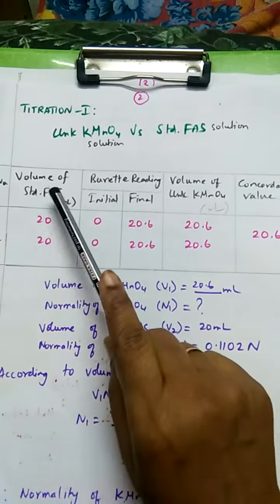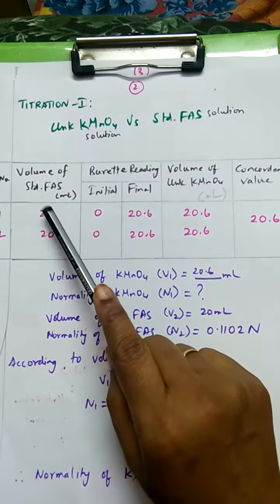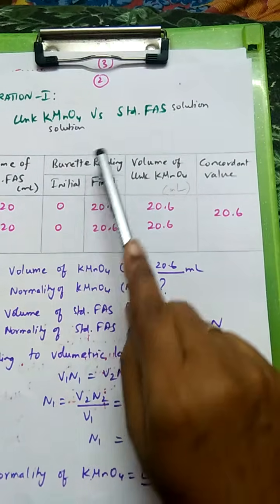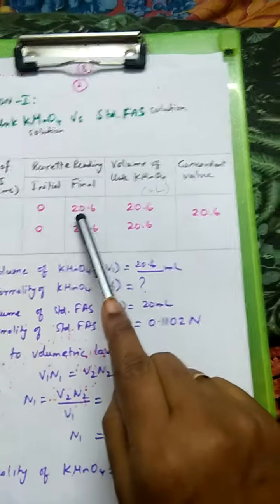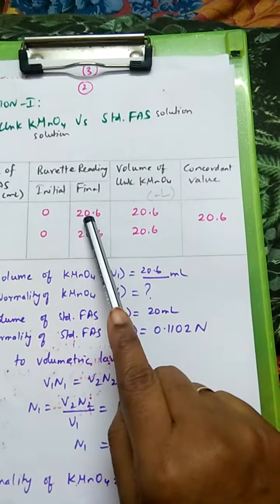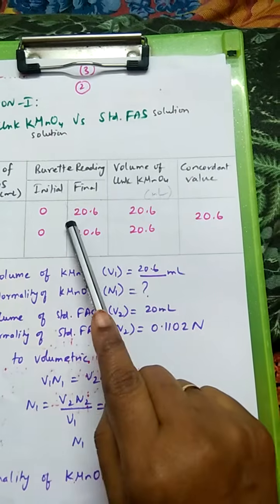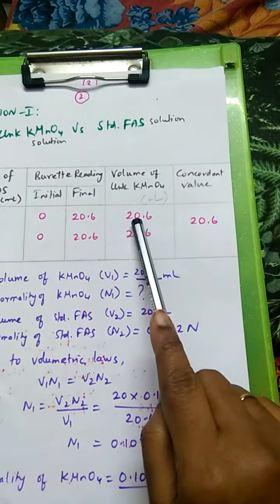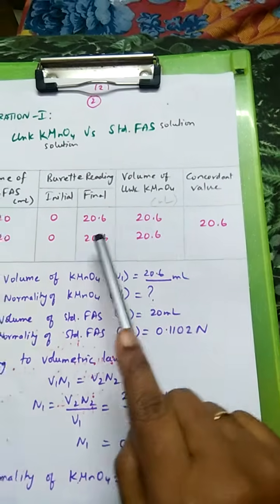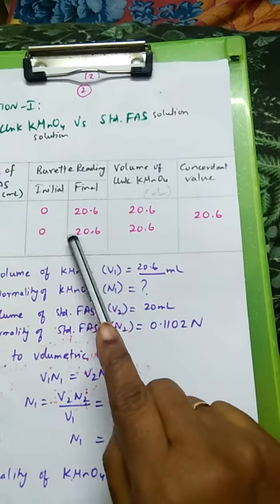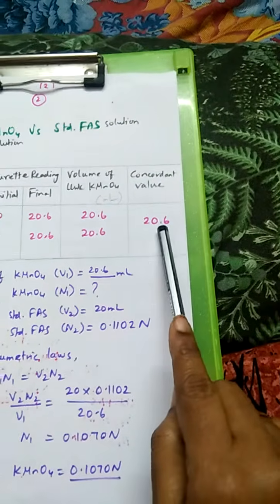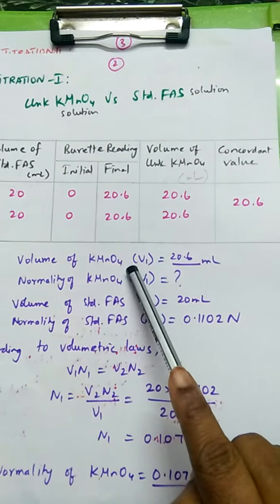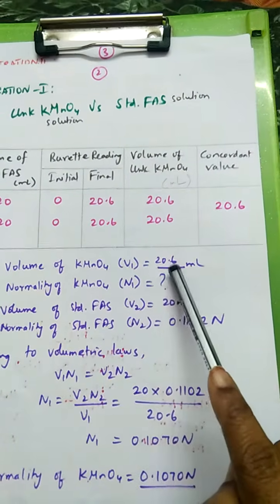So volume of standard FAS. Twice we are repeating the titration. The first is 20 ml, initial burette reading 0, final burette reading 20.6. It may be of any value, but I am considering it as 20.6, and the same value will be written here. Similarly, next, if the same value is repeated, then it is the concordant value, which will be written only once here. Now regarding these 4 points, volume of potassium permanganate V1 is 20.6.